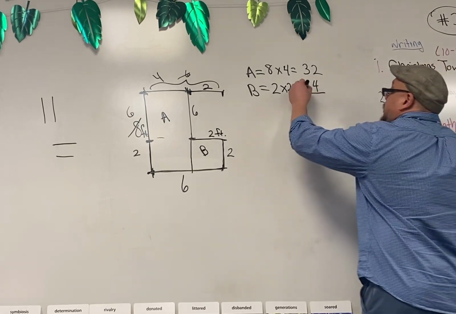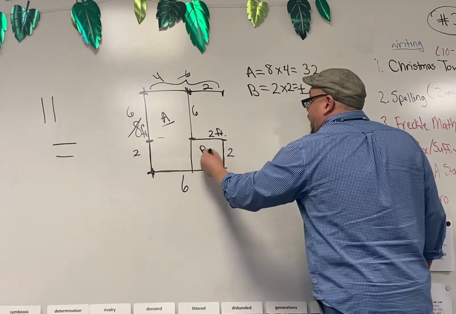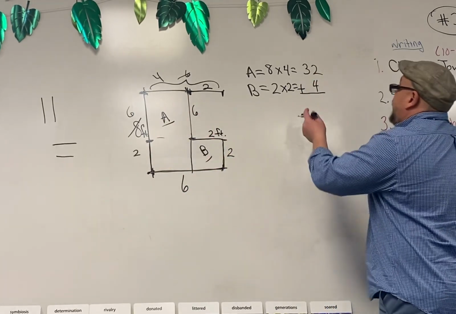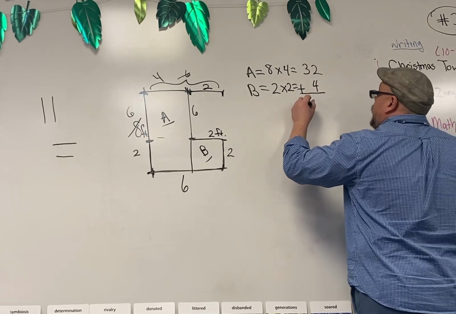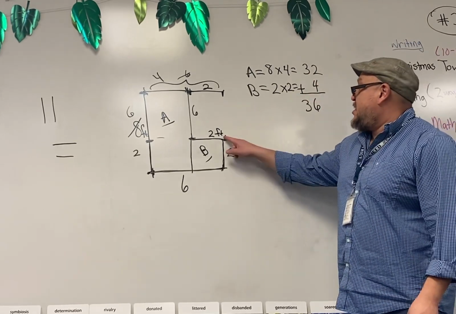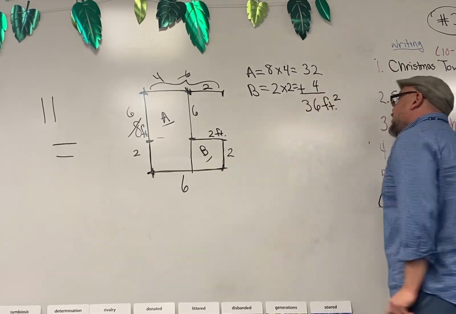Now, we have to add the products up. I'll tell you why. Because we broke up these shapes in order to find the area of A and B. Now, to find the area of the whole shape, we got to put those shapes back together. That's why we're adding 32 plus 4 equals 36. Square feet. Yeah, or feet squared. There we go.